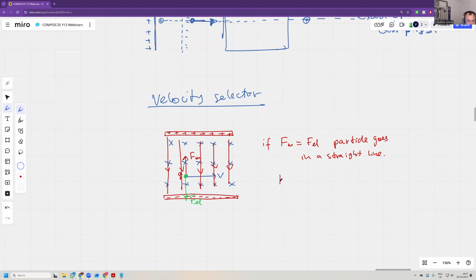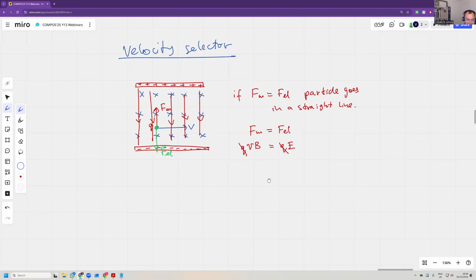And let's look at the conditions. So the magnetic force equals the electric force. We know that the magnetic force is QVB, and the electric force is QE. Q cancels. We don't even care about the charge of the particle. And then V is equal to E divided by B.